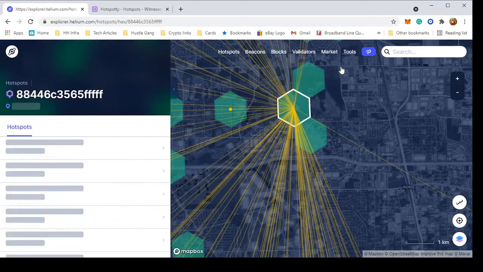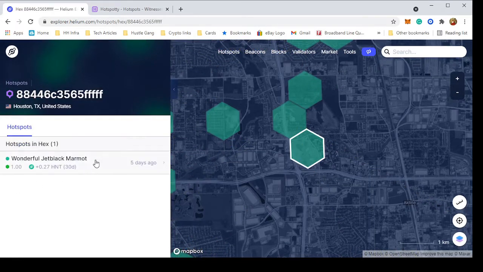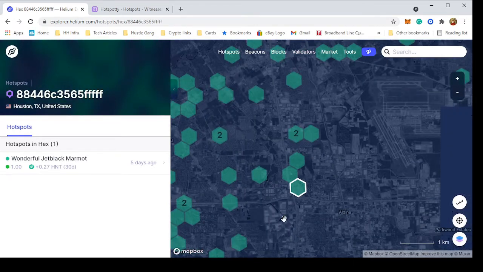That is our first of two Bobcats. This is Wonderful Jet Black Marmot, and we have 0.27 HNT from HIT. It's at 100% transmit scale. It is relayed, but we'll look to fix it, as it has a very unique connectivity setup.